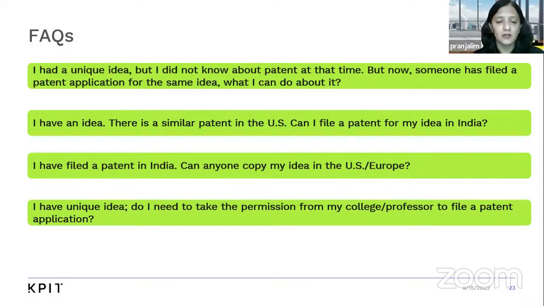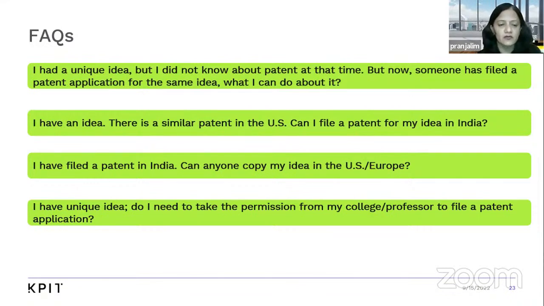So if I file a patent in India, I get monopoly exclusive right to prevent anyone else from copying my idea only in India. So people can use your idea in US and Europe if you do not have a patent in US and Europe. So you need to be very careful about filing patents in all the countries, in all the geographies where you are going to market your solution or your product.